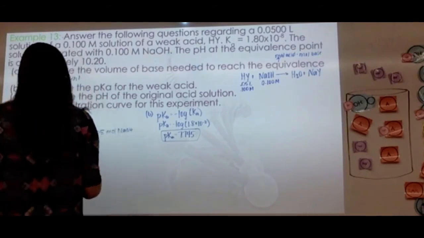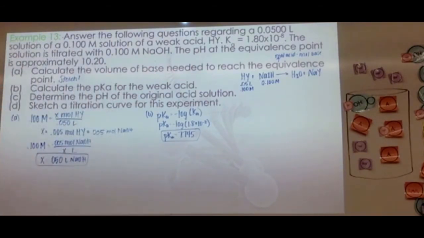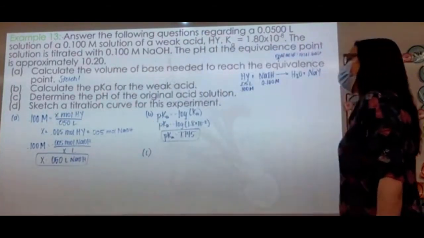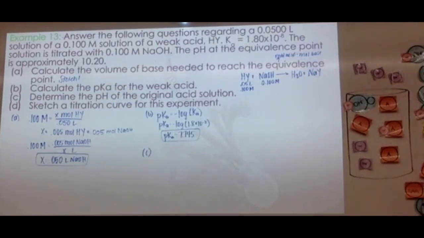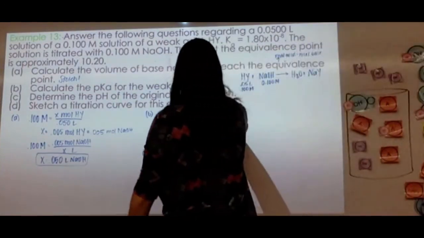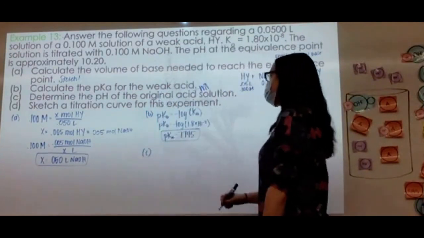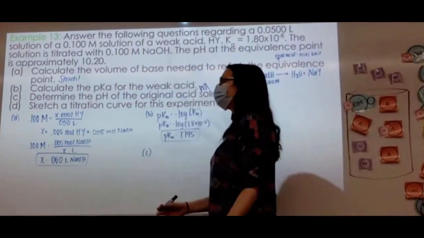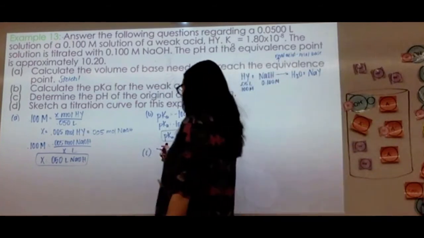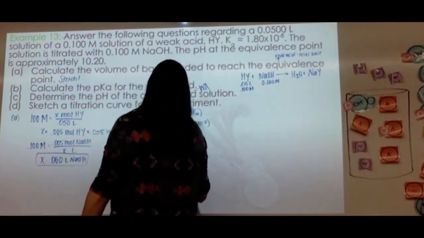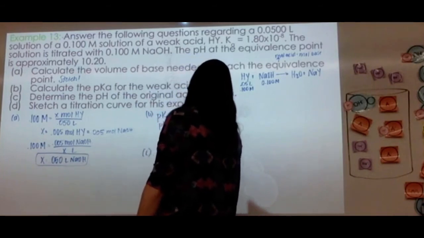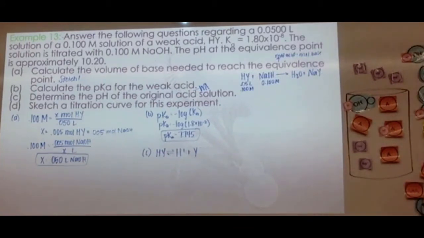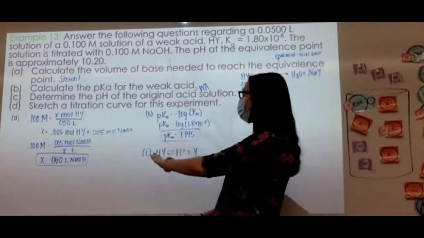And then part C, determine the pH of the original acid solution. This is going back and reviewing weak acids. You're finding the pH of a weak acid. The original acid solution is a weak acid. If you're like, well, I know it's weak, I'm just going to write the equilibrium. HY is at equilibrium with H plus and Y minus. We know that. It's a weak acid. So this is before. Original acid means before any NaOH is added.